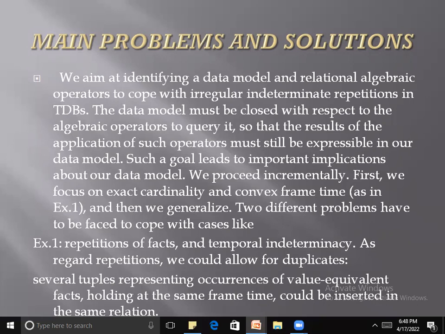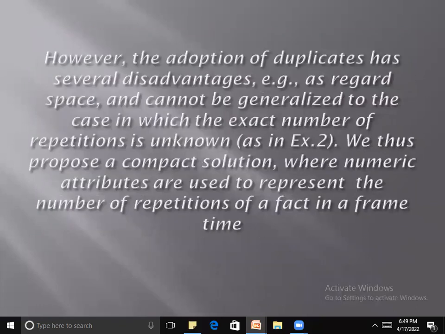We proceed incrementally. First, we focus on exact cardinality and convex frame time, and then we generalize. Two different problems have to be faced to cope with cases like repetition of a fact and temporal indeterminacy. As regards repetitions, we could allow for duplicates. Several tuples representing occurrences of value equivalent facts holding at the same frame time could be inserted in the same relation. However, the adoption of duplicates has several disadvantages, for example as regards space, and cannot be generalized to the case in which the exact number of repetitions is unknown.